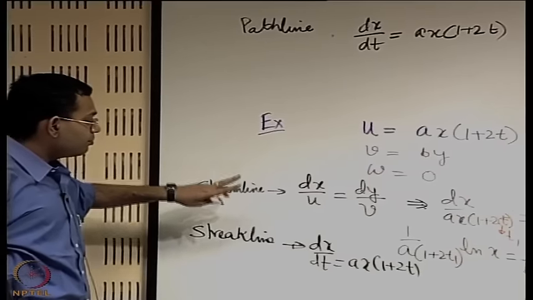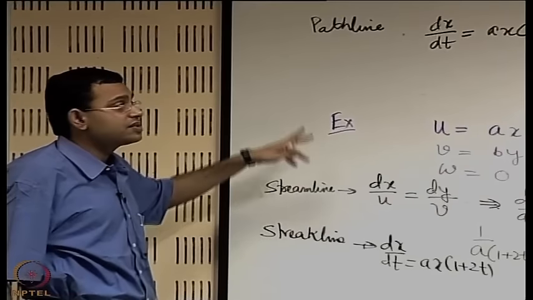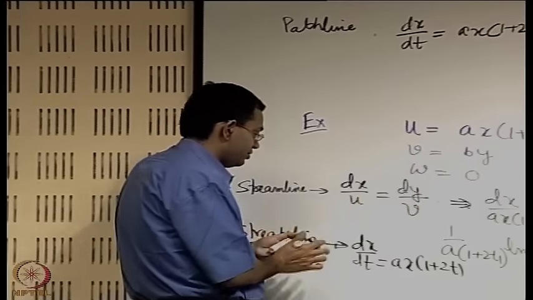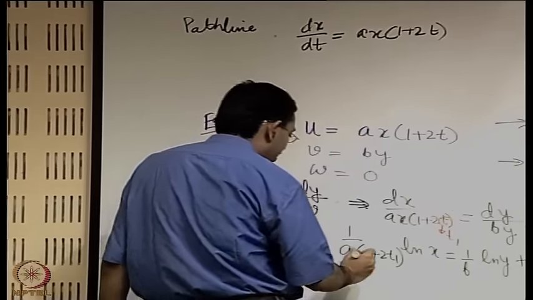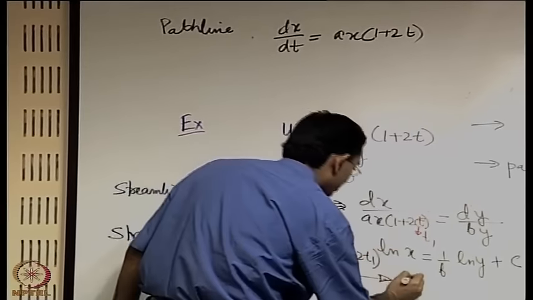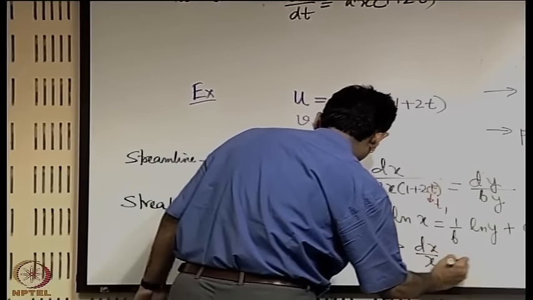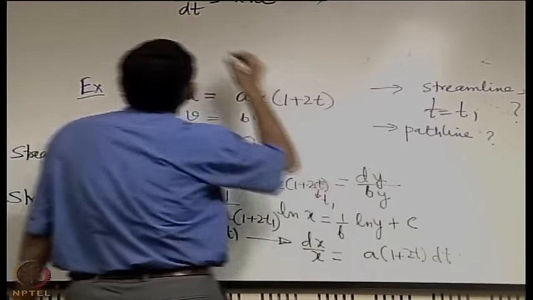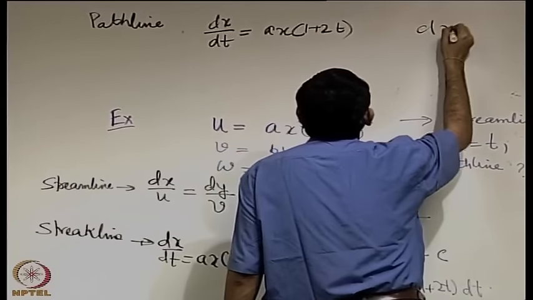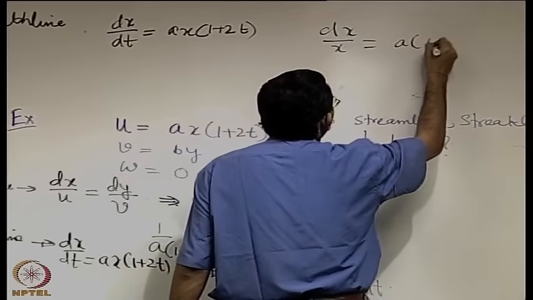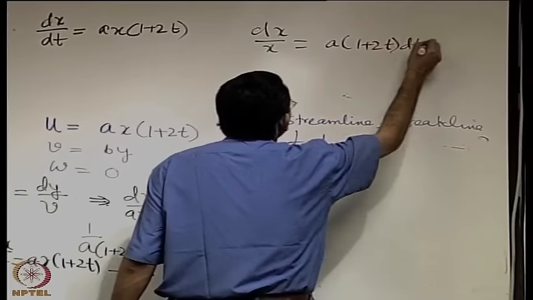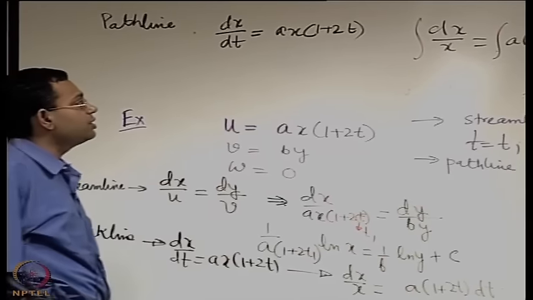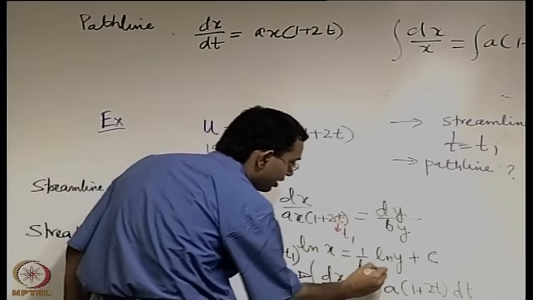Now the difference in approach comes in the concept by which we integrate these two. So when we integrate this one, say we integrate the equation of the streak line, how do we do it? We write dx by x is equal to a into 1 plus 2t dt. Similarly here also we write the same thing, dx by x is equal to a into 1 plus 2t dt. On the left there are going to be limits of x and on the right limits of t, here also the same. Now what limits will we put?